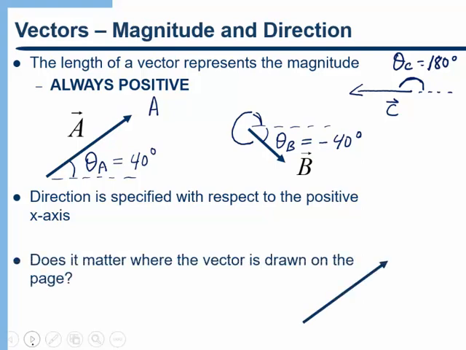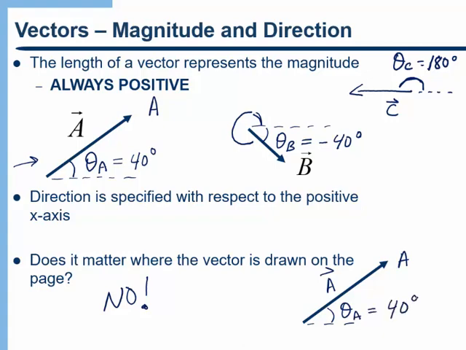Does it matter where the vector is drawn on the page? So for example, is this vector different from this vector? The answer is no, because you'll notice that it still has the same length and it has the same direction. So the length A is the same, the magnitude. The direction theta A is the same, 40 degrees. And so those are identical vectors. It doesn't matter where you draw the vector on the page. The only thing that matters is how long the vector is and what direction it's pointing.